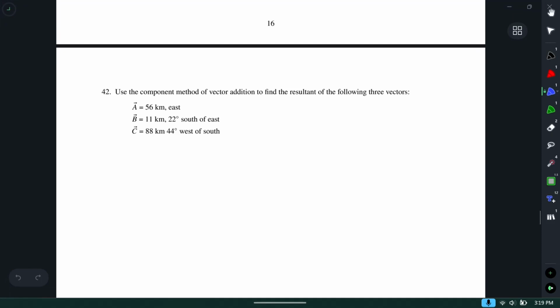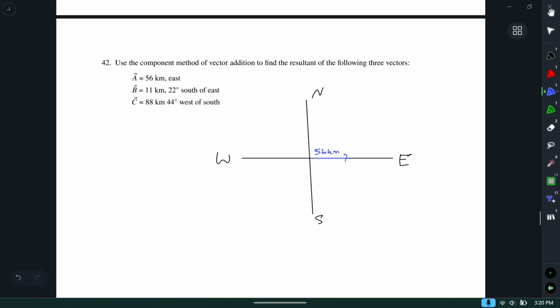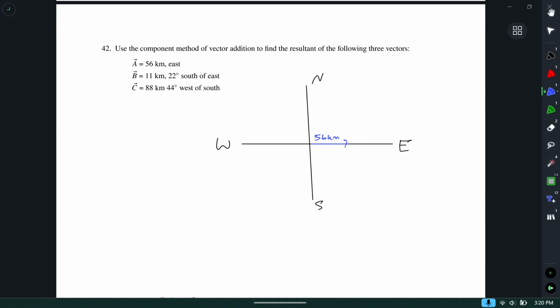All right. So this is a really boiled down version of what all the other questions like this are asking. It's just asking you to do vector addition with these three vectors. So let's say we've got north, south, west, east. And we just imagine walking along the steps that they're giving. So vector A is to the east for 56 kilometers. Vector B is 11 kilometers at 22 degrees south of east.